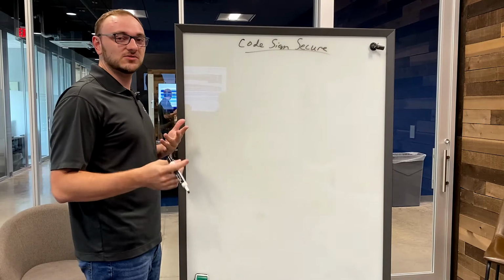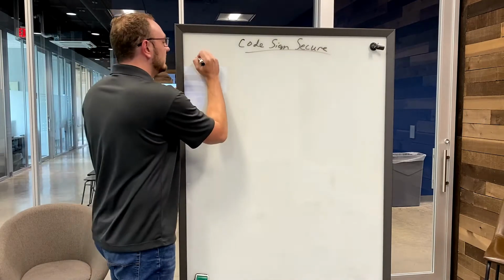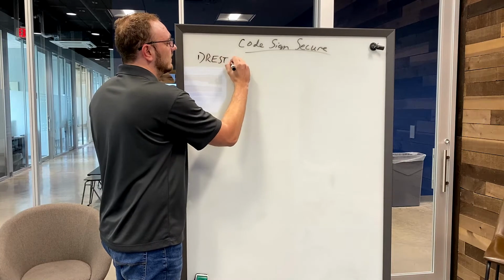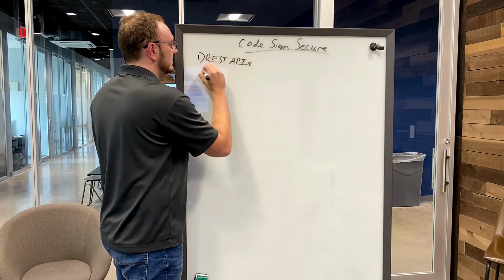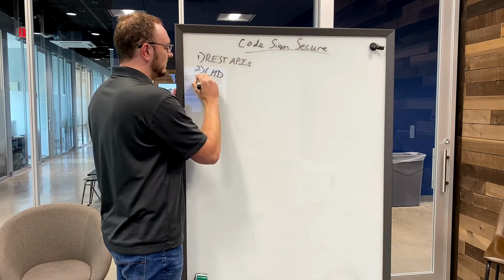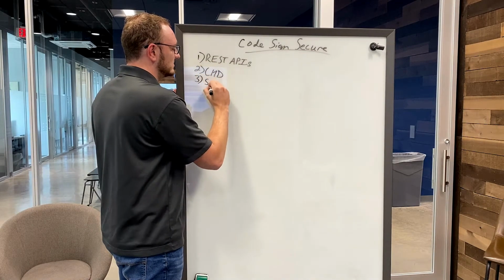Now, CodeSign Secure works in three different ways to sign code. The first one is through REST APIs. The second one is through the command line. And the third option is through the server upload.